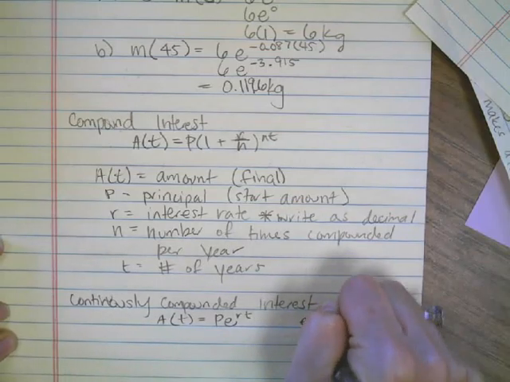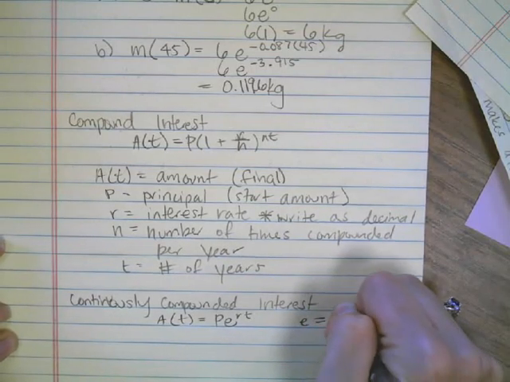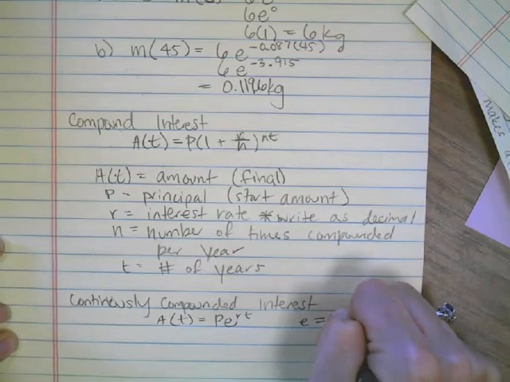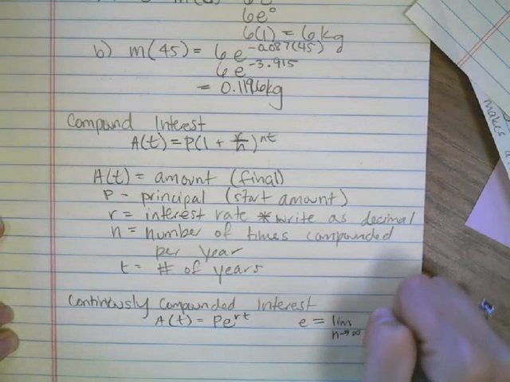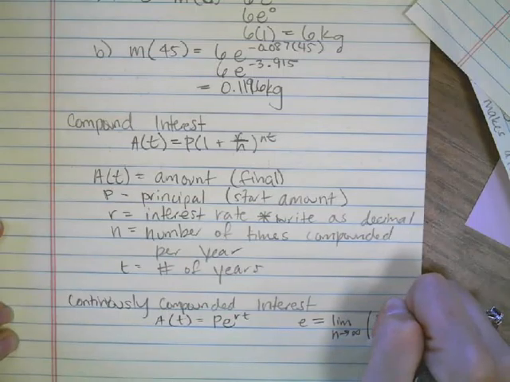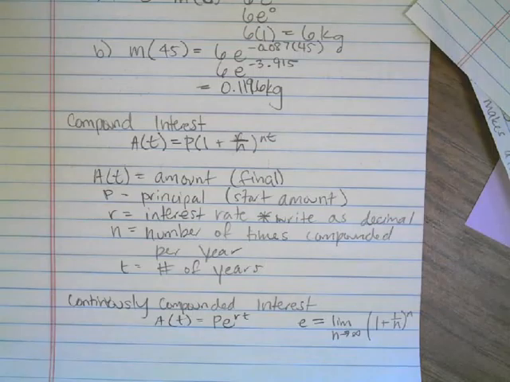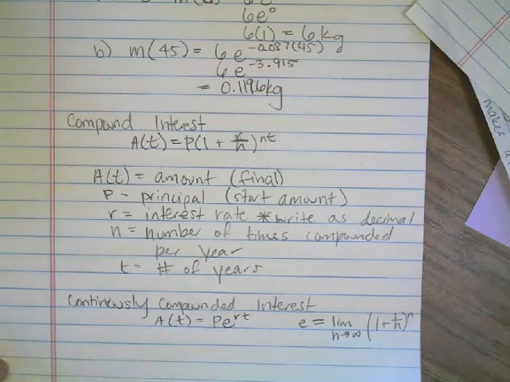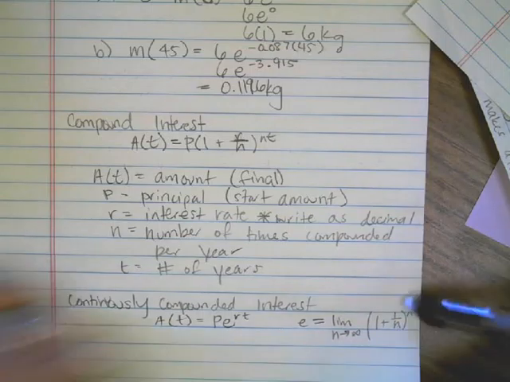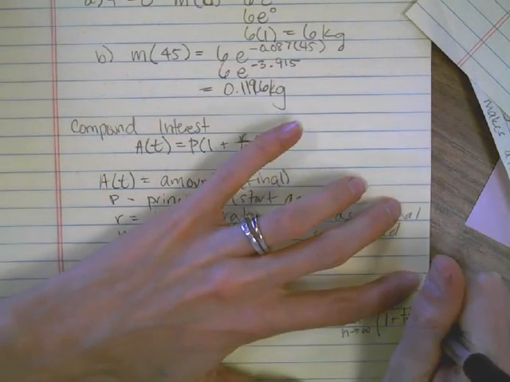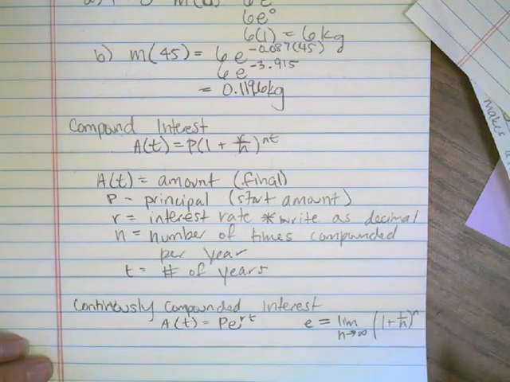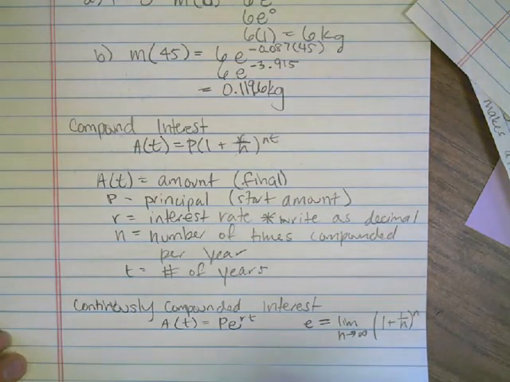Because the definition of E is the limit as n goes to infinity of 1 plus 1 over n to the nth power, I believe. As n gets higher and higher, to infinity. So all you really need to know is this.